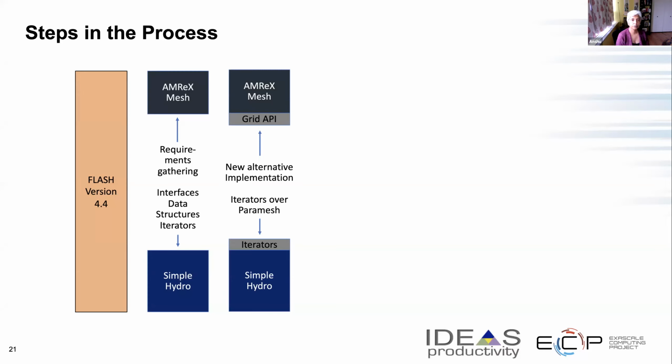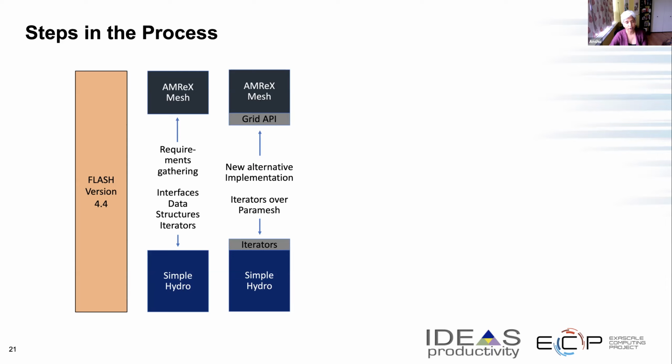So what we did was modify the Grid API and introduce iterators on top of simple hydro, so that simple hydro wouldn't know whether the iterators are getting its state data from an AMRX implementation or from a Paramesh implementation. So under the Grid API, we introduced a new alternative implementation. At this point, we were supporting both Paramesh and AMRX.